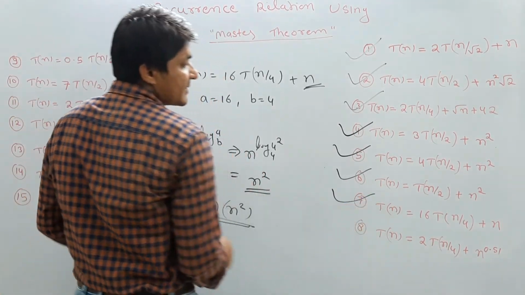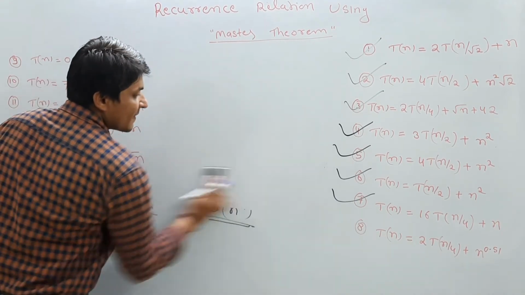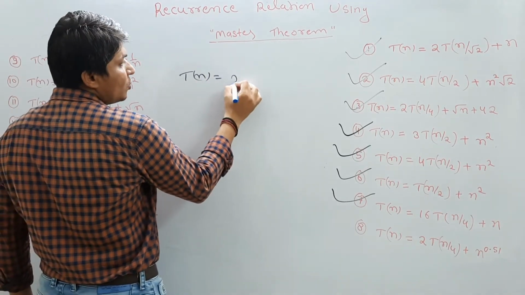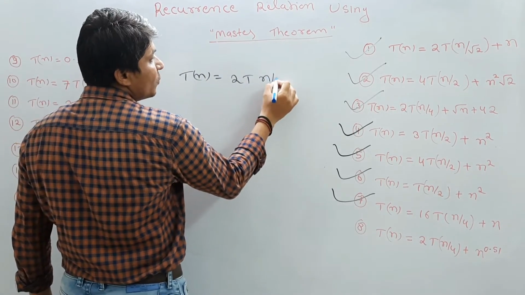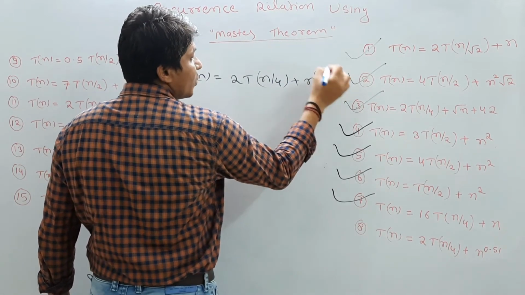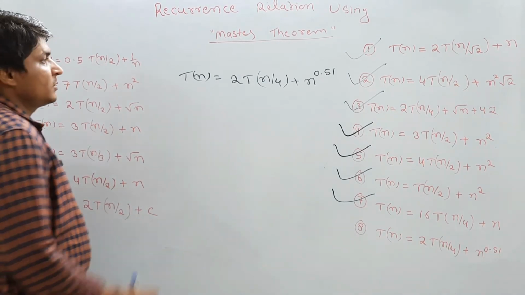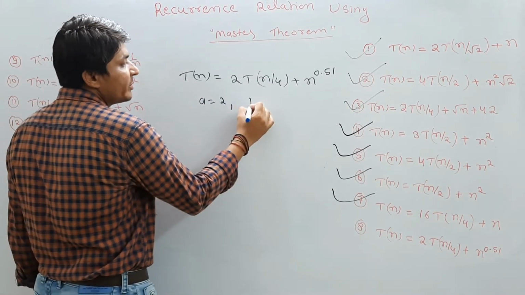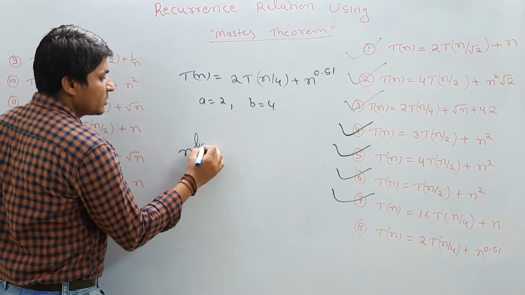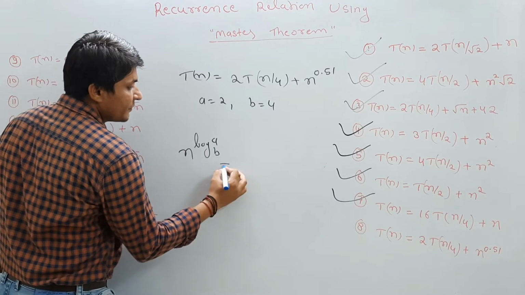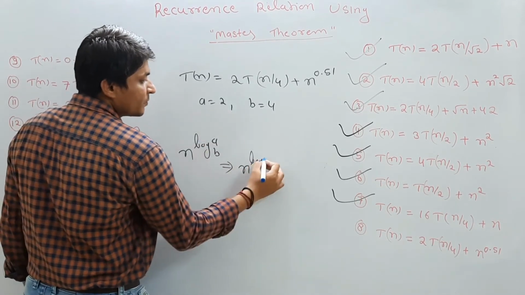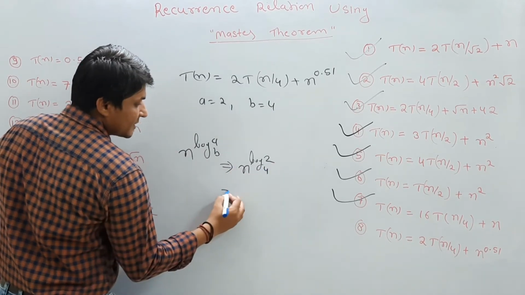Now let us solve the next example. The next example is T(n) = 2T(n/4) + n raised to power 0.51. Yes. So now a value is what? 2. b value is what? 4. So again we are going to calculate n raised to power log a base b. Now if you simplify this, it is going to be n raised to power log, a value is 2 and b value is 4. So let us simplify this.